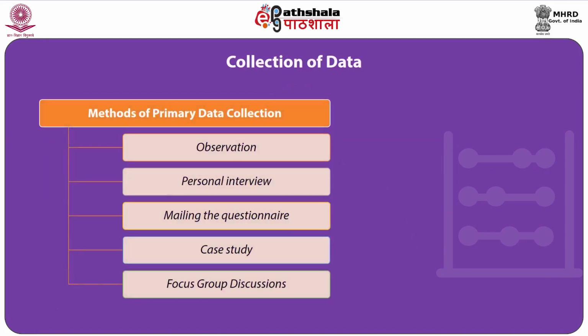The next step in the research process is collection of data. Most research in the social sciences is centered around the field based survey as they deal with social life and human behavior. In such a situation, collection of primary data from the concerned sample of respondents is very much essential. There are several methods of primary data collection, namely observation, personal interview, mailing the questionnaire, case study, focus group discussions, etc. Likewise, there are different tools of data collection such as observation schedule, questionnaire, interview schedule, etc.